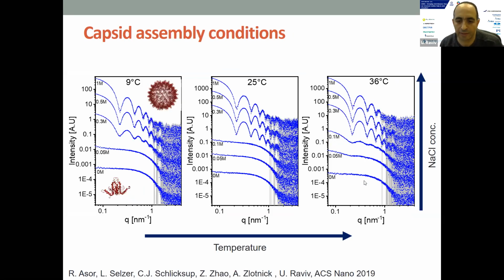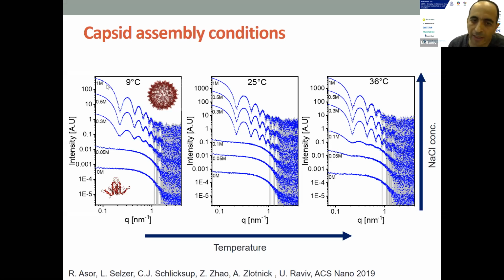Okay, so now what we did, we first studied the phase diagram, the conditions where assembly can take place, and the conditions where assembly does not take place, and we wanted to know in each case at equilibrium, what are the components in the solution that can explain the data. So as you see here, three different temperatures, 9 degrees, 25 degrees, and 36 degrees. This is the temperature axis. And here you see the curves at different salt concentrations, ionic strength.